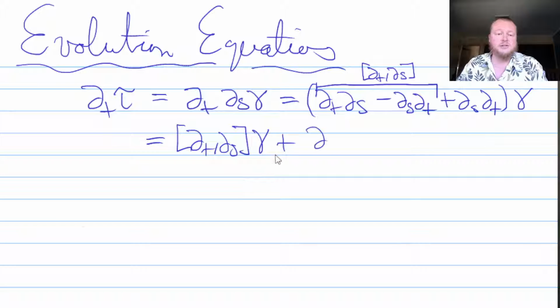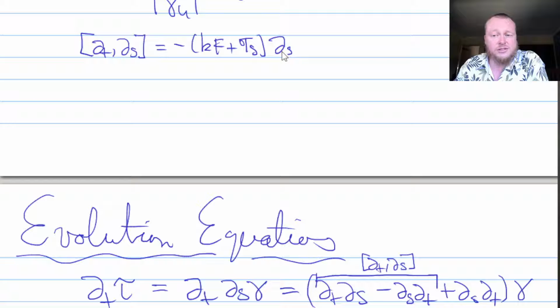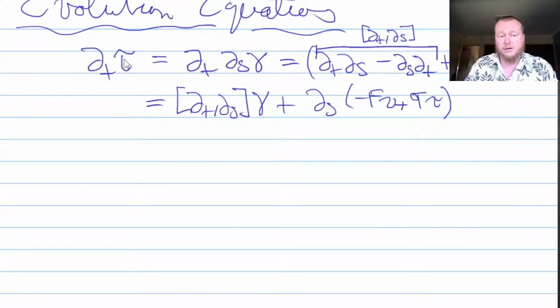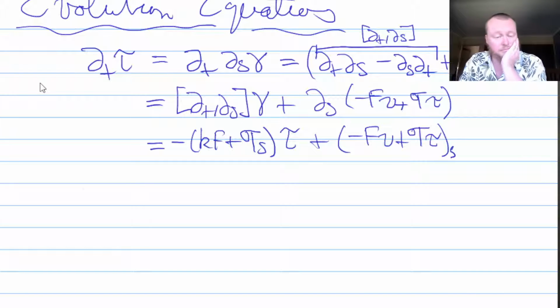And it looks like this. Now the commutator is, so I'll write down this other bit first. This is the d/dt of gamma that we know from before. The commutator itself, you can see it here. It's just minus kf plus ts, and then there's a d/ds operator. Now that d/ds operator is going to hit gamma and turn it into tau, which is fine. So let's see that in action. There it is, minus kf plus ts, and then that'll be tau. And then we've just got this bracket, and I'll leave the derivative unevaluated.